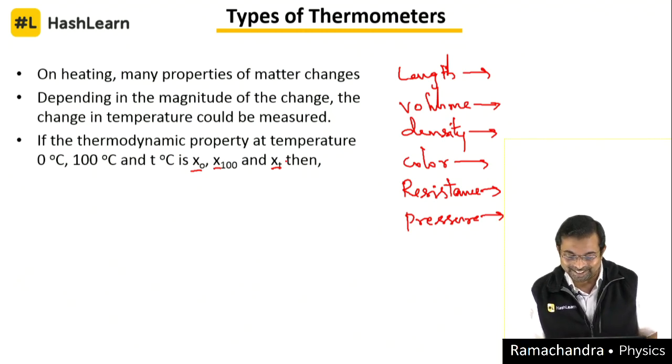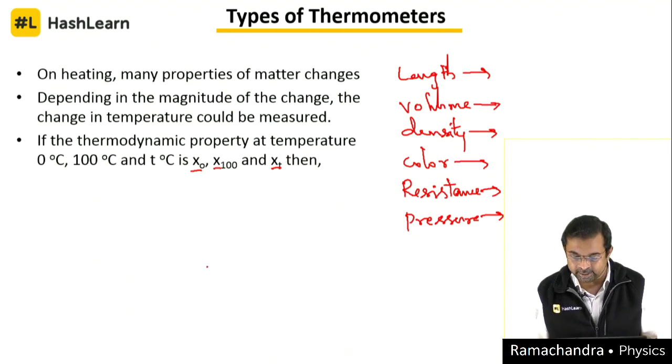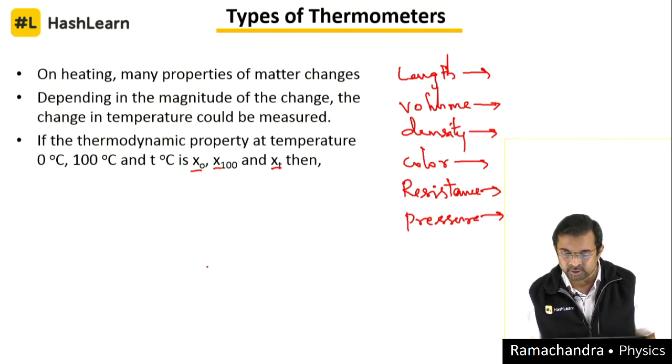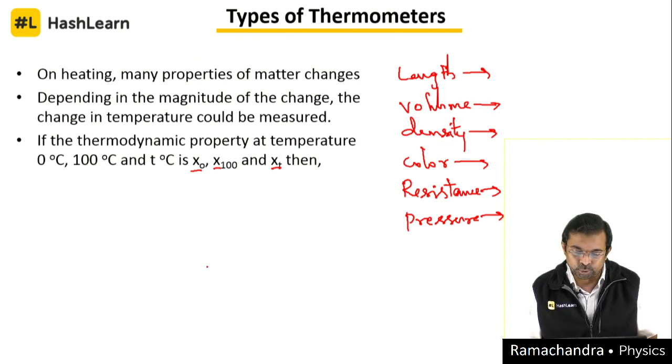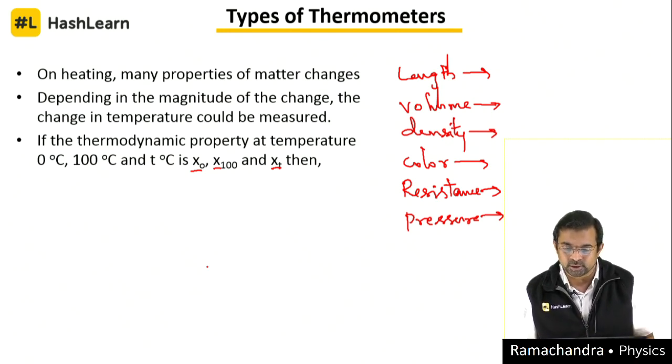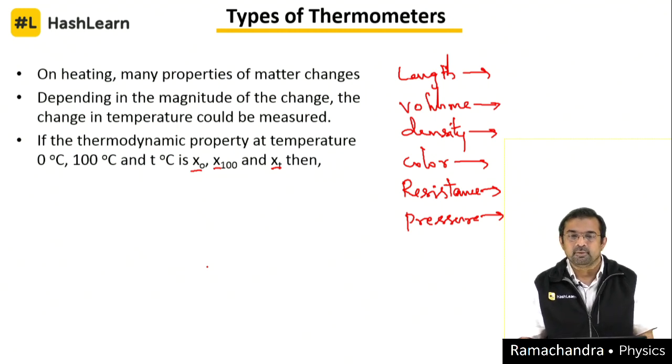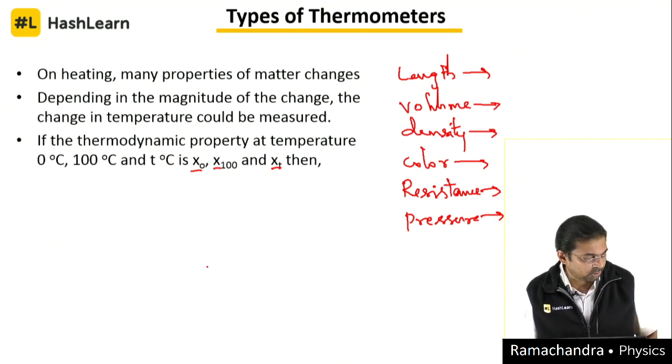So now if we choose length or volume or density or color or resistance or pressure, we can form one common formula to measure the temperature due to the change in these parameters. Any of these, we can just substitute their subscripts or notations and you will definitely get the conversions, or you can find out the temperature.